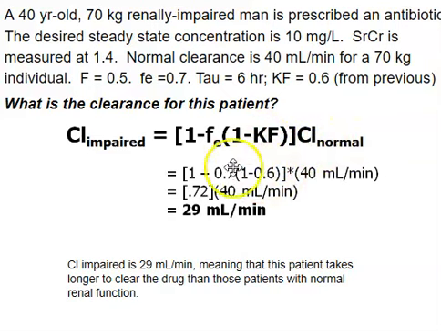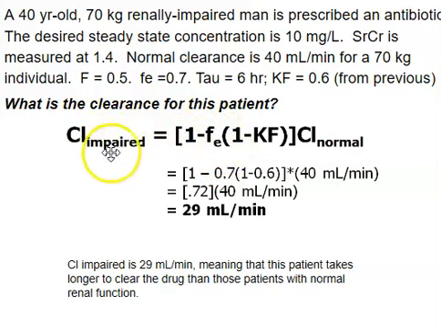Start from the center and work your way out. Normal kidney function is obviously 1. This guy's at 60%, so basically he's got 40% working kidney, right? The Fe is the constant. That's 0.7. That's given to you. Typically, this is always given to you.